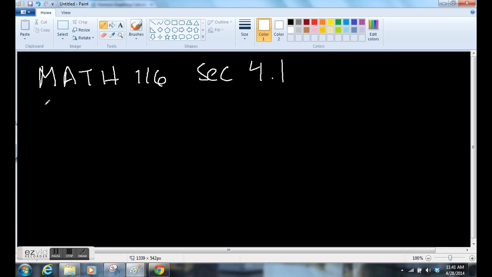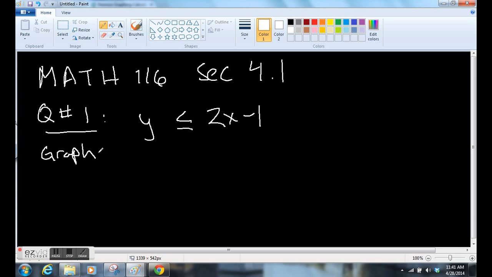So I'm just going to jump right into it and give you a question. Let's look at this one. Question number 1. We have y is less than or equal to 2x minus 1 and they're telling us to graph it. So if this were a line, the first thing to do I like to think of is what is the line that represents this inequality? Well, the line would be y equals 2x minus 1.